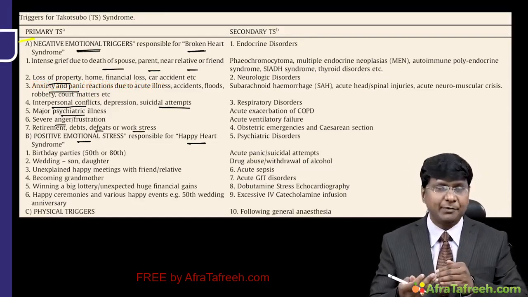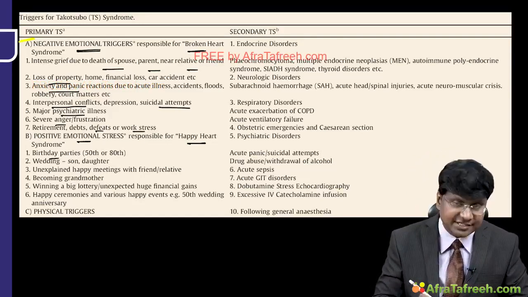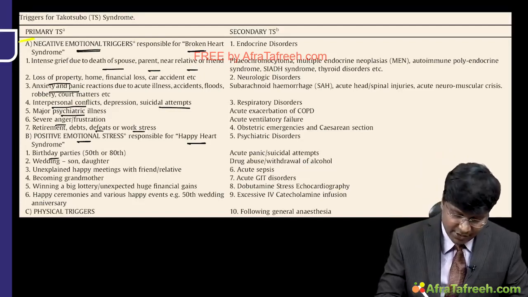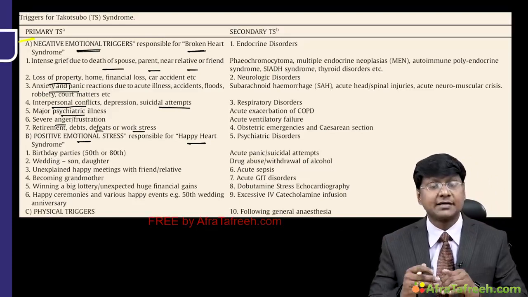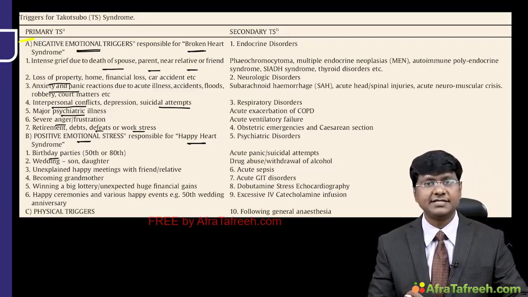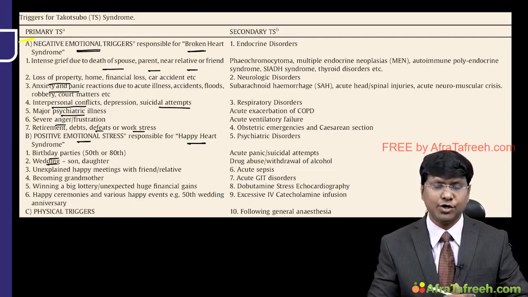What are the positive events which can predispose to Takotsubo cardiomyopathy, which we have already discussed previously? Birthday parties at the age of 50 to 80 years, wedding, unexplained happy meeting with a friend or relative, becoming a grandmother, winning a big lottery or unexpected huge financial gains, happy ceremonies and various happy events. These are the emotional triggers, and along with that there can be physical triggers as well. These are the ones which will predispose to primary Takotsubo cardiomyopathy.